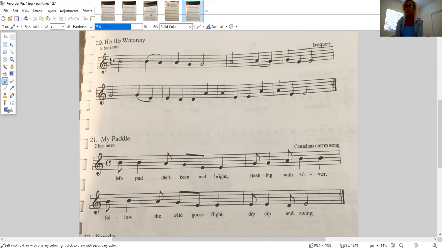We start with a half note and then 2 quarter notes. And we remember we count 1, 2, 3, 4. So I'm going to do some clapping of the song just to be sure I remember how my rhythm is going to go. 1, 2, 3, 4. 1, 2, 3, 4. 1, 2, 3, 4. 1, 2, 3, 4. That's line 1.